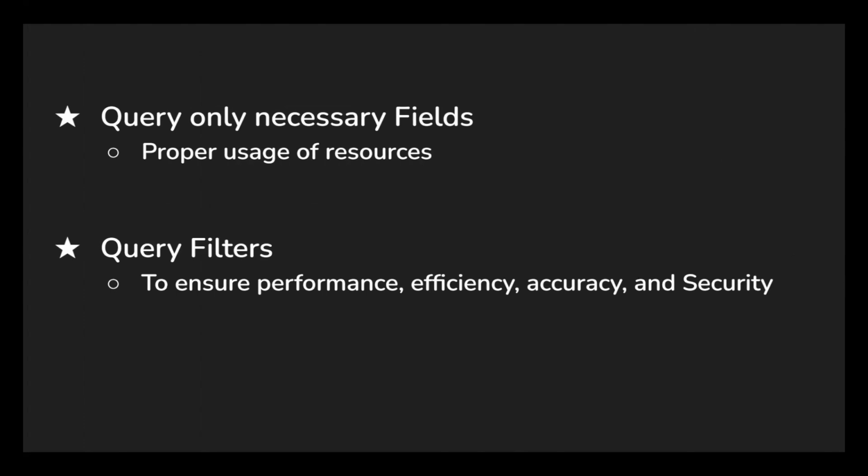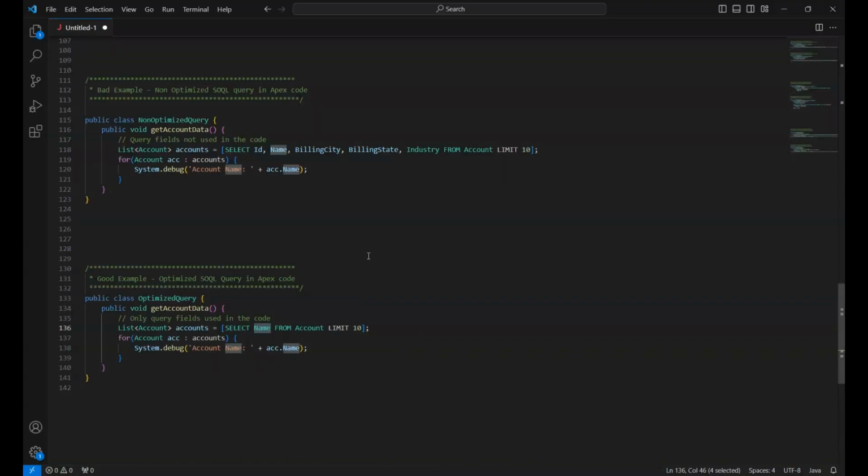SOQL queries can also enforce field and object level security permissions, and this is achieved using the WITH SECURITY_ENFORCED clause. This feature ensures that the user's permissions and field level security are respected, therefore improving the overall security of your data. Let's take a look at the examples. We have a bad example where the SOQL query has multiple fields in it, whereas we are using only one field in the processing. And the good example is the optimized SOQL query. Here we have only the one field which is required for processing, and the same has been used in the SOQL query.